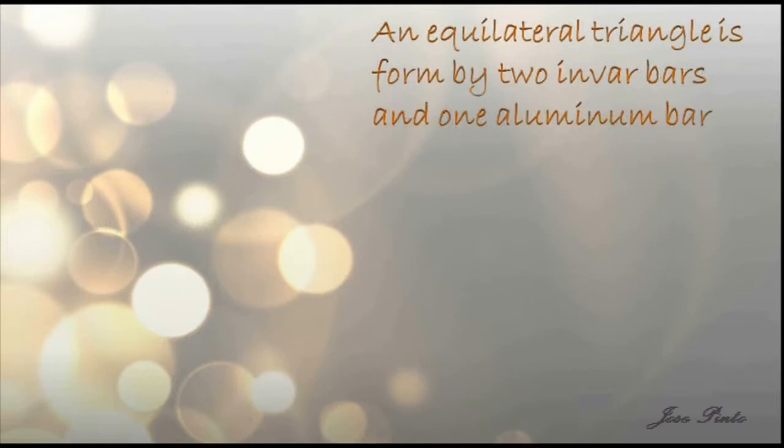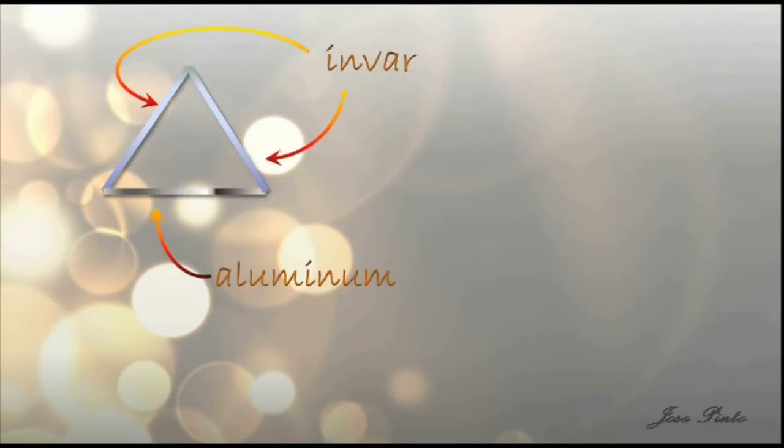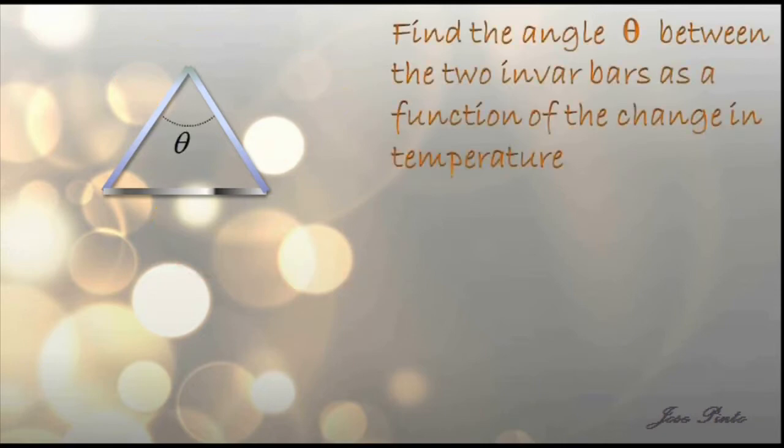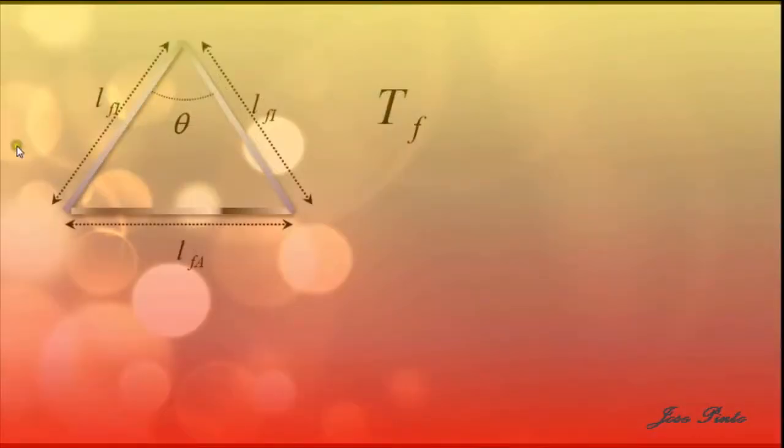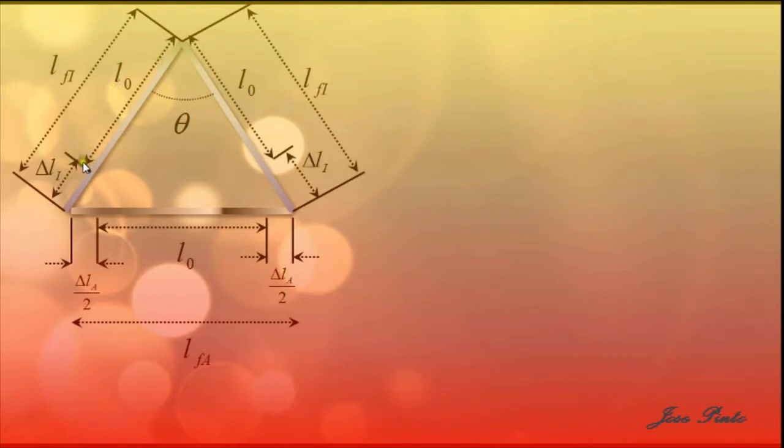So imagine I build an equilateral triangle at room temperature with 2 bars of invar and 1 of aluminum, like this. Then the question is, find the angle between the invar bars as a function of the change in temperature. So at the initial temperature, the angle is supposed to be 60 degrees. Now I increase the temperature, and then the bars expand at different rates, and this is why the angle changes. So let me label things. This will be the original length, and this will be the increments in L, right here. This index I is for invar and A for aluminum.